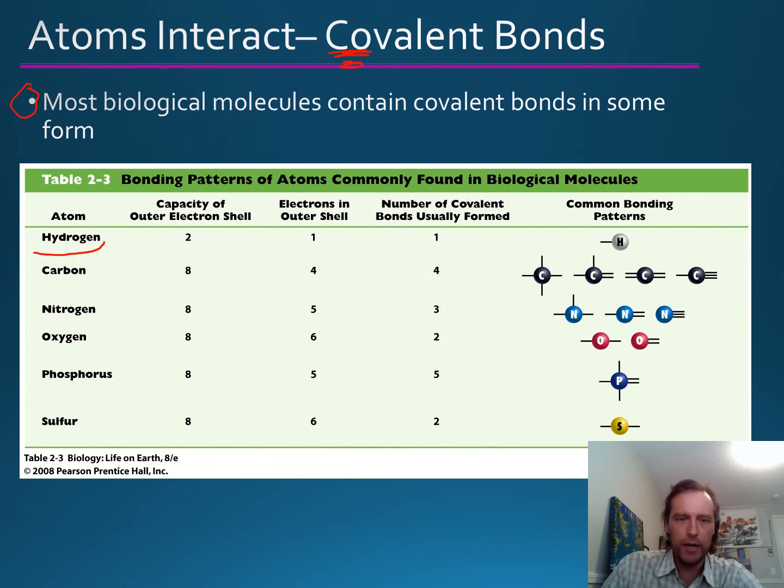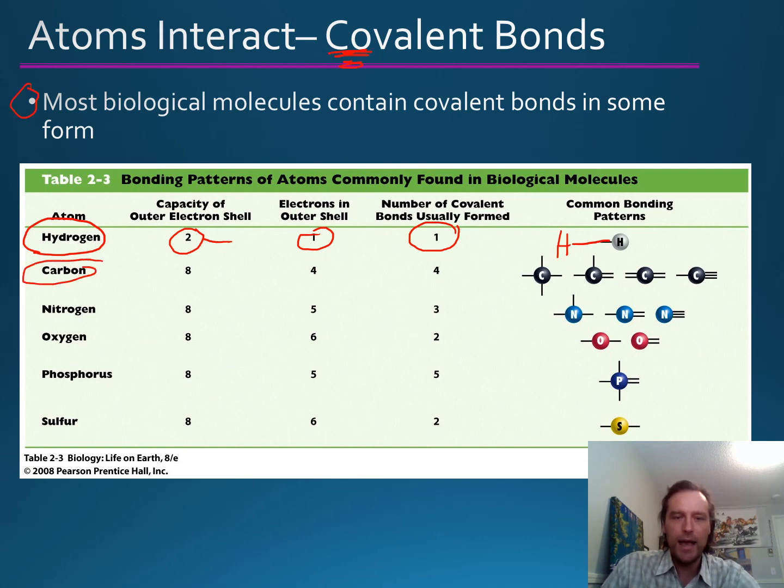So hydrogen, let's go down the list. Hydrogen, capacity of its outer electron shell is 2. Electrons in the shell is just 1. So that means there's a difference of 1 between how many electrons I need to fill its outer shell and how many it actually has. So it would like to gain another electron or even lose another electron. So if we're talking about covalent bonds, it's going to share its 1 outer electron with another atom, like maybe another hydrogen atom. Then we'd say, there we go, a covalent bond has been formed.